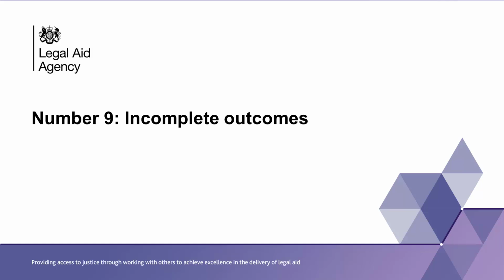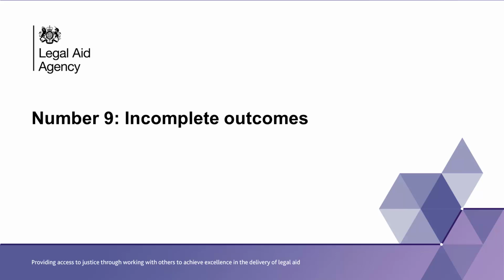My name is Georgina Gammon. I am a senior civil finance caseworker based in our Bristol office, and I've been with the Legal Aid Agency since 2021. Some of the projects that I'm involved with include our internal quality control process and the delivery of caseworker training. The 9th most common reason for rejection is incomplete outcomes.